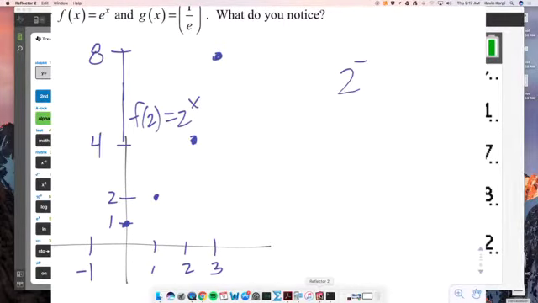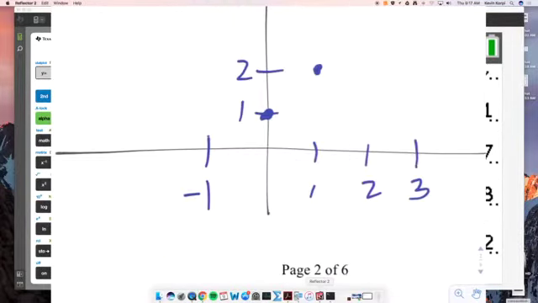Off to the side here, 2 to the negative first is 1 over 2 to the positive first, right? Remember that? So that's 1/2. So at -1 we have a half. That's going to be right there.